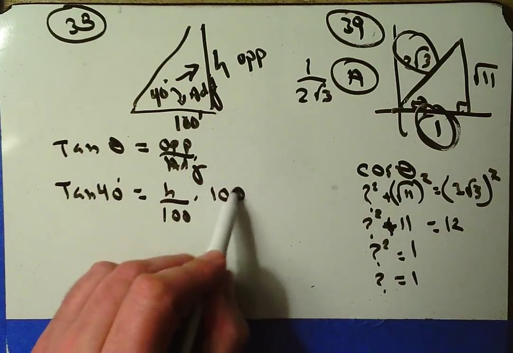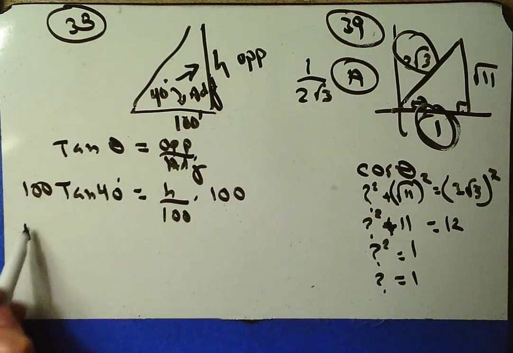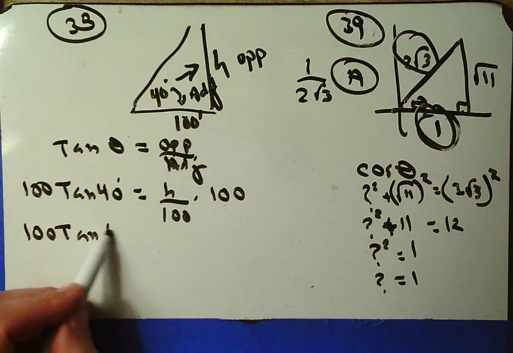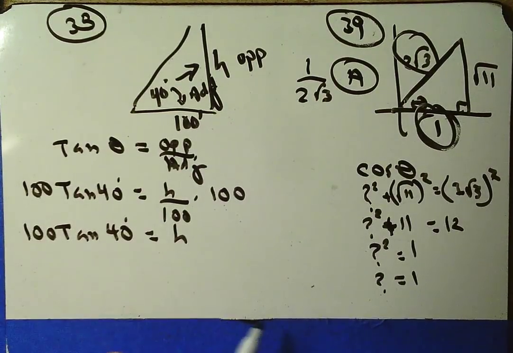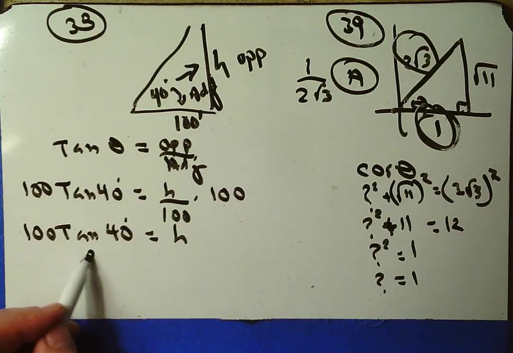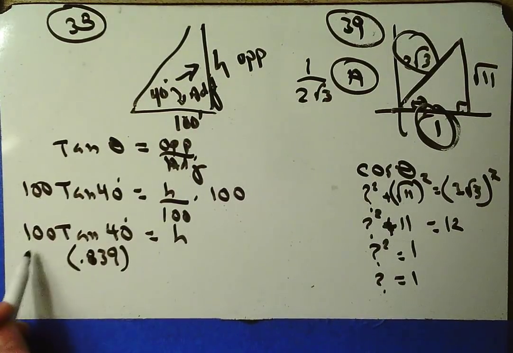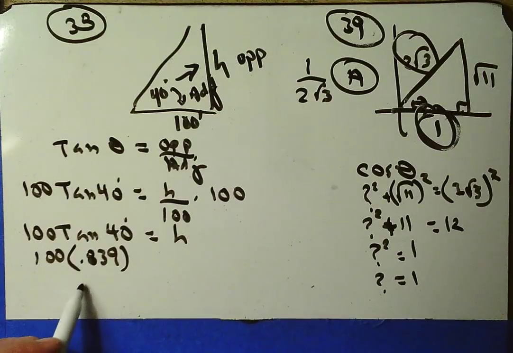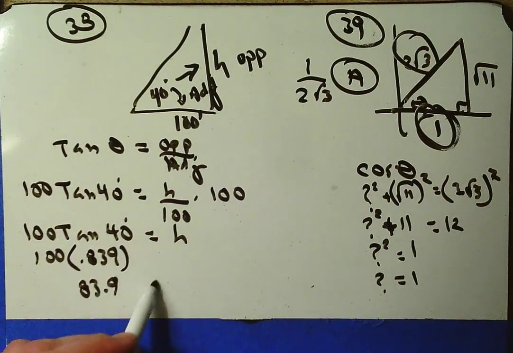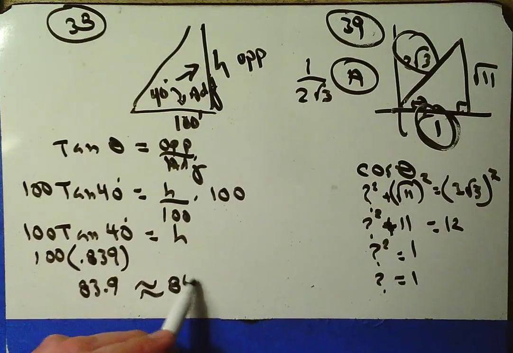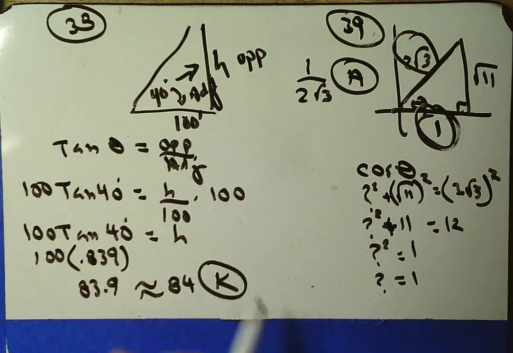And if I multiply both sides by 100, I can get h by itself. The problem tells me that the tangent of 40 is 0.839 times 100, or 83.9. It's approximately 84, and so I'm going with choice K. Okay, our last problem, number 40.